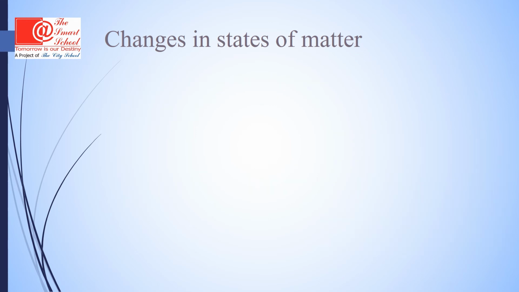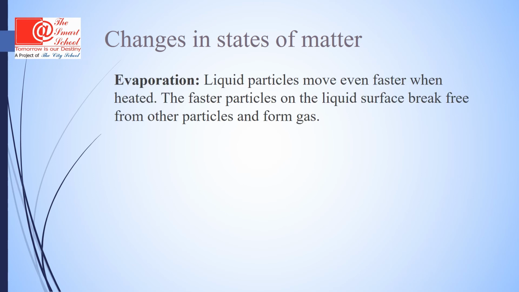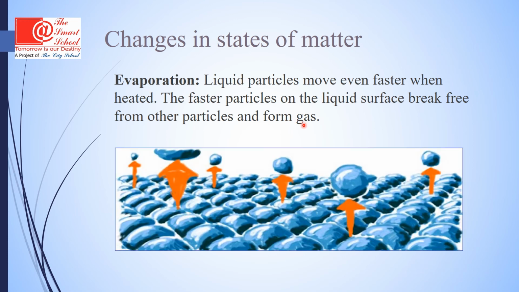Another change in the state of matter is evaporation. Evaporation is when liquid particles move away from their surface and form gas. This happens when they are heated, their speed increases and they move faster. That is why they break free from the surface of the liquid and form gas. You can see this happening in this picture. This is the surface of the liquid and these particles are breaking free from this surface due to the heat that is provided to them.